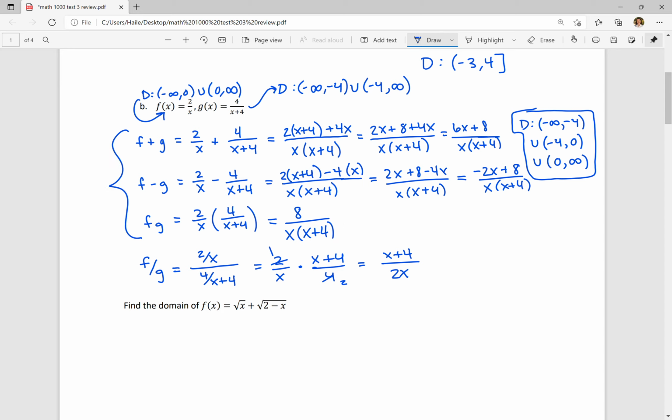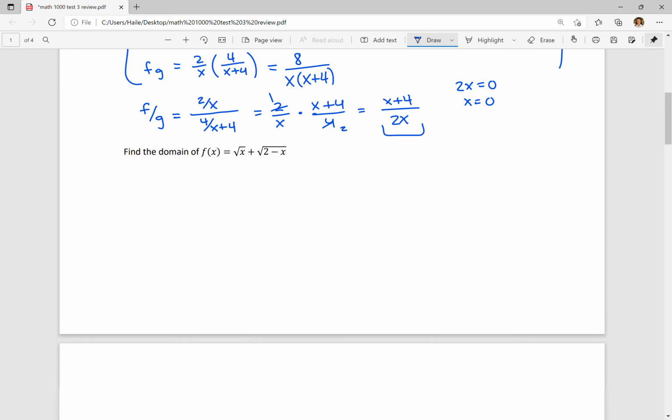For f over g, we also have to consider if there's an extra point where the denominator of this function here is equal to 0. And we see that our denominator is just 2x, so 2x equals 0 if x is equal to 0, but we already excluded that point. So actually in this case, f over g has the same answer as the other three. So we have the same answer right here, but you always have to check and make sure. That will not always be the case.